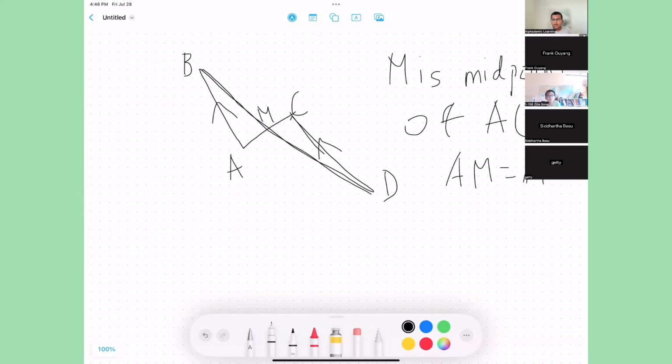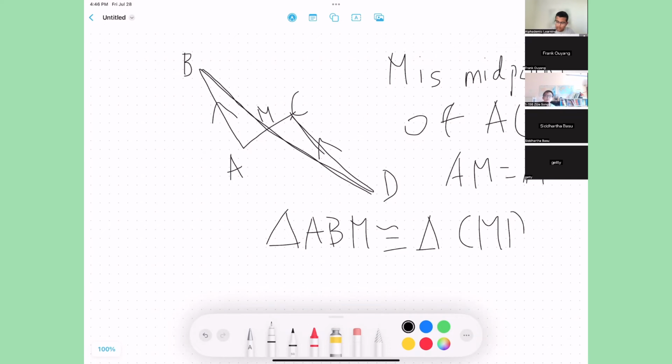The answer is yes. You could have concluded that triangle ABM is congruent to triangle CMD. And the reason you can do that is something I gave earlier. AM is equal to MC because M is the midpoint, right? And since it's given that these two lines are parallel, angle C must be equal to angle A, and angle B must be equal to angle D.